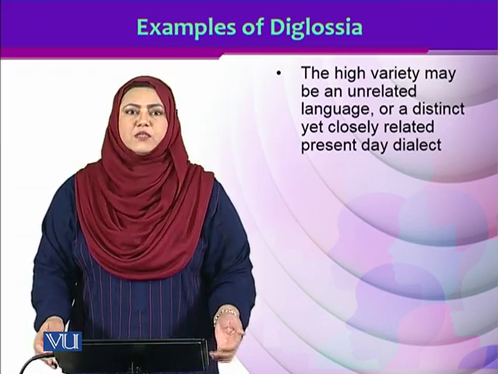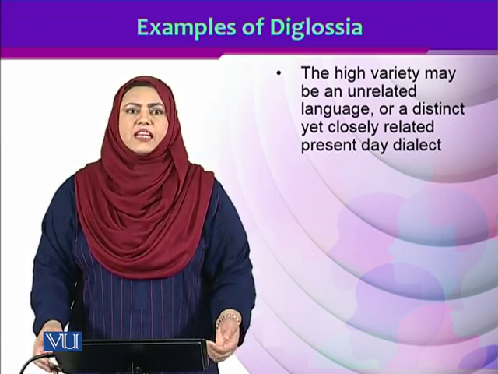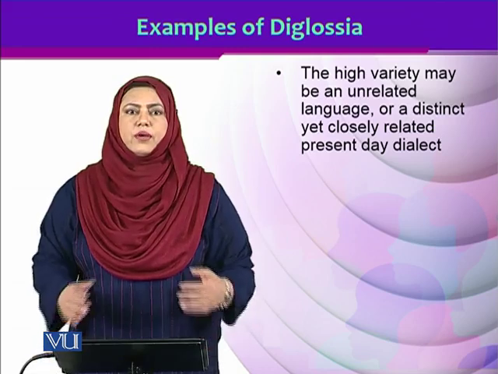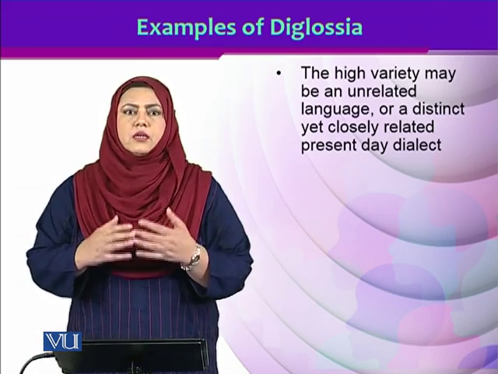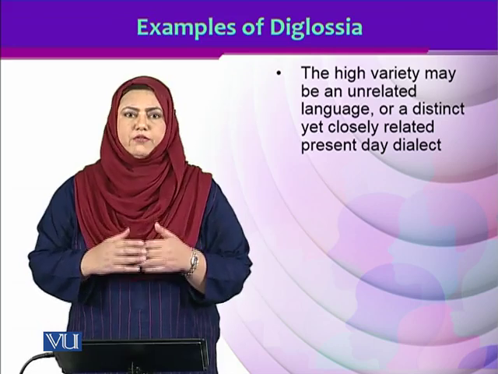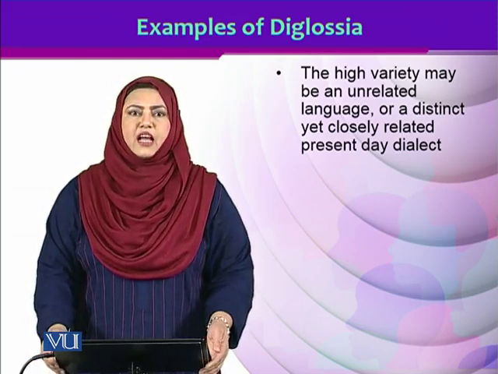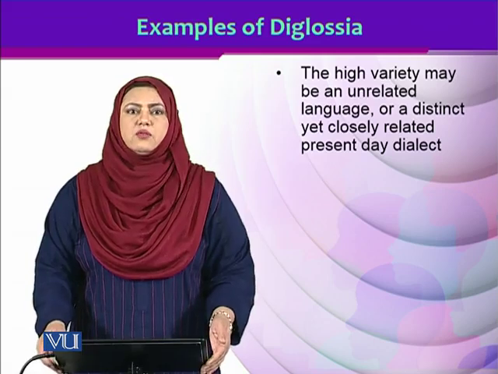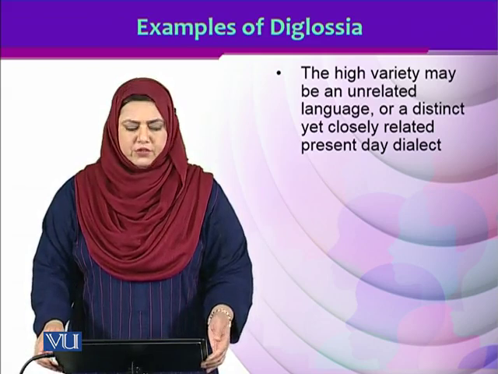I also hope and expect that you already are familiar with the example of Saudi Arabia, where the Arabic speech community has this diglossia. The low variety of Arabic is used for informal spoken purposes in the street, with the family or at home, whereas the high variety is used for highly academic and formal purposes. It is learned through education and it is used for all the literary purposes as well as the official purposes.